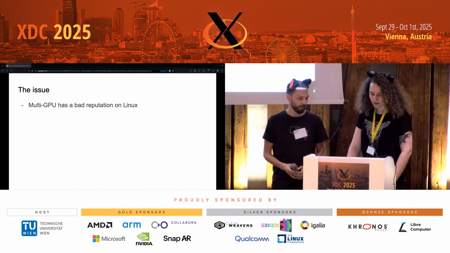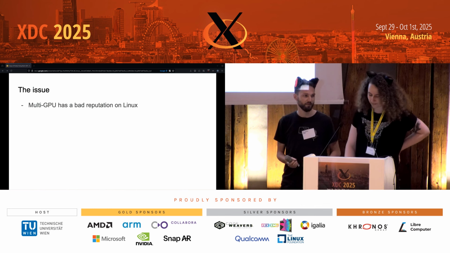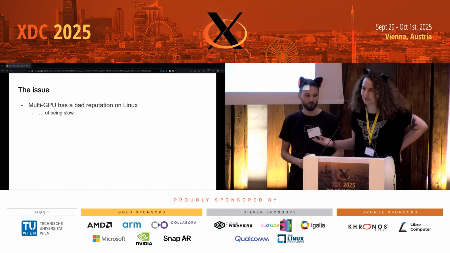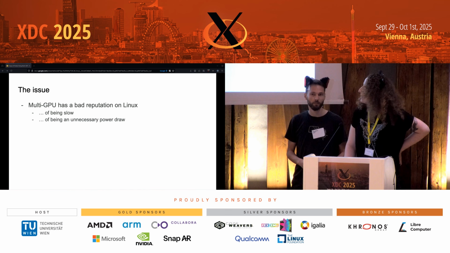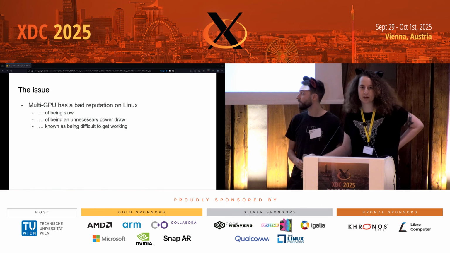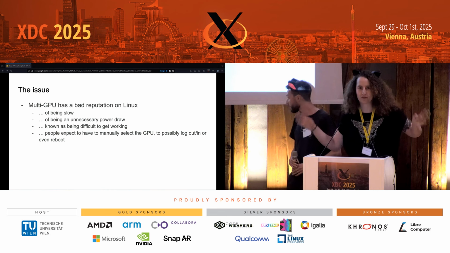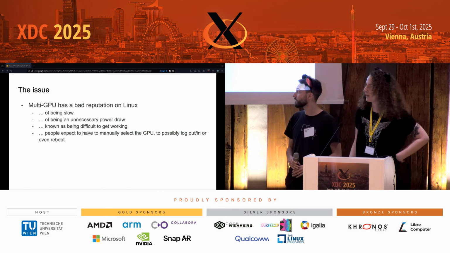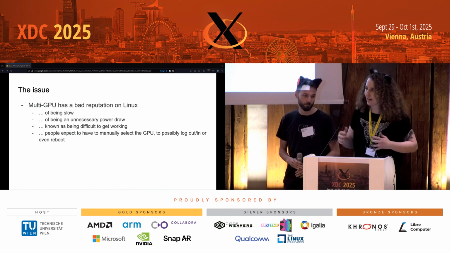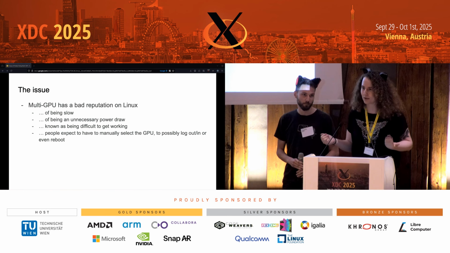Okay, so the issue we want to talk about: multi-GPU has a really bad reputation on Linux. Usually people assume it's slow, so why would you use it? The whole point of having a dedicated GPU is that it's faster, right? It's a big power draw and there's nothing you can do about that. It's also super annoying to get working, there's tons of forums full of environment variables that people share that nobody actually knows on the user side what they're doing. People kind of want to manually select the GPU and then expect that they need to log out or even reboot to change that because this is how it's been on X.Org for ages.